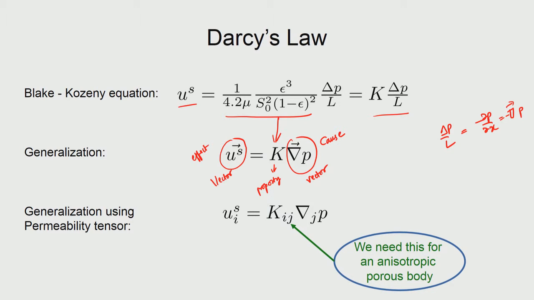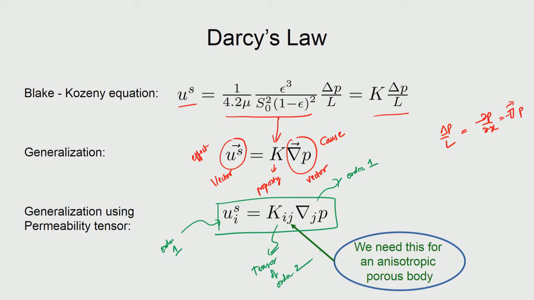So, we then basically go ahead and write that expression. This is a tensor of order 1 and this is a tensor of order 1. Therefore, this must be a tensor of order 2. That is why we refer to the permeability as a permeability tensor. Okay. So, permeability tensor is a very generalized concept.